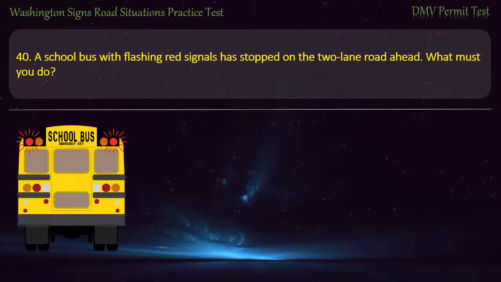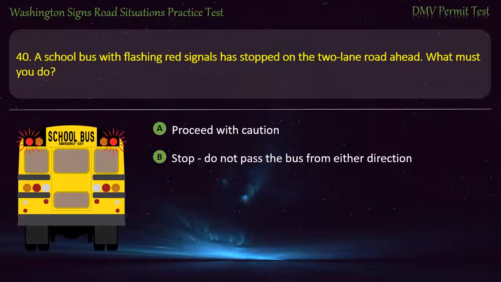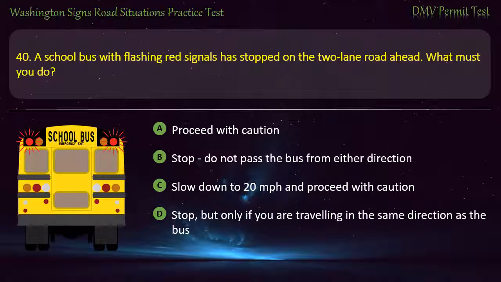Question 40. A school bus with flashing red signals has stopped on the two-lane road ahead. What must you do? Proceed with caution. Stop, do not pass the bus from either direction. Slow down to 20 miles per hour and proceed with caution. Stop, but only if you are traveling in the same direction as the bus. Answer. Stop, do not pass the bus from either direction.